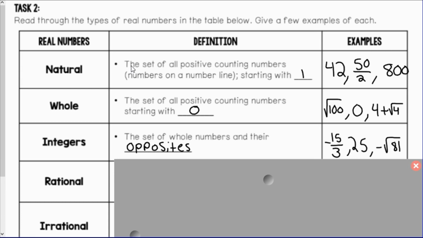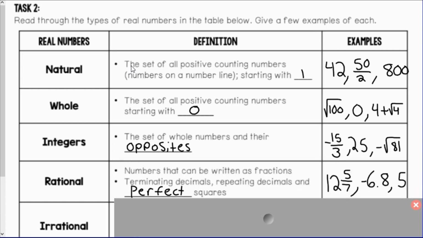After integers, my next set is rational numbers. So rational numbers are numbers that can be written as fractions. They're terminating decimals, repeating decimals, and perfect squares. Some examples of rational numbers could include 12 and 5 sevenths, negative 6.8, and 5.